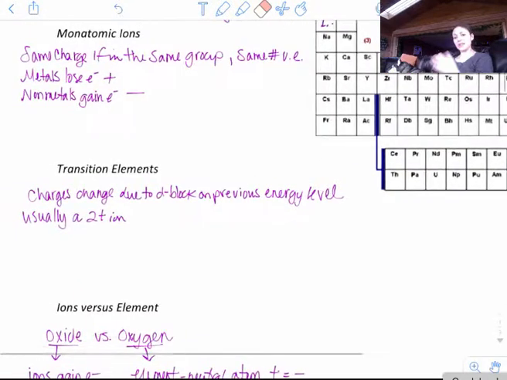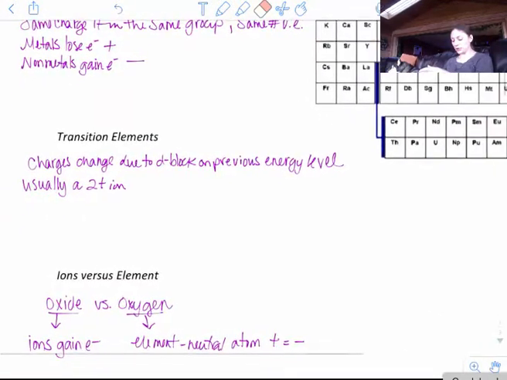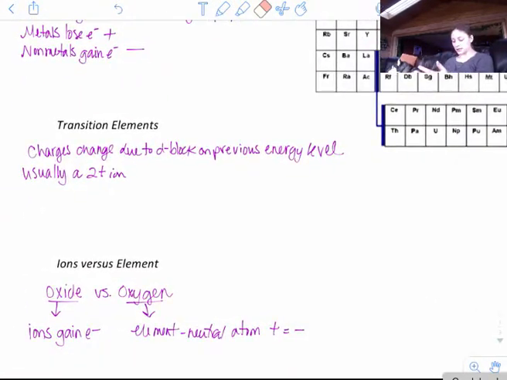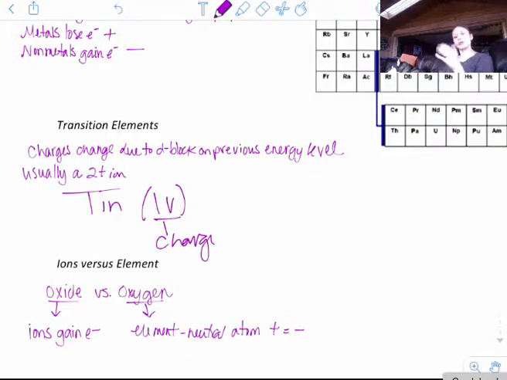So we'd have to tell you what the charge was. The way they tell you what the charge is, they'll write tin, and they'll have a Roman numeral after it. That Roman numeral is actually the charge. So you have to know your little Roman numerals: 1, 2, 3, 4, 5. That is 4.